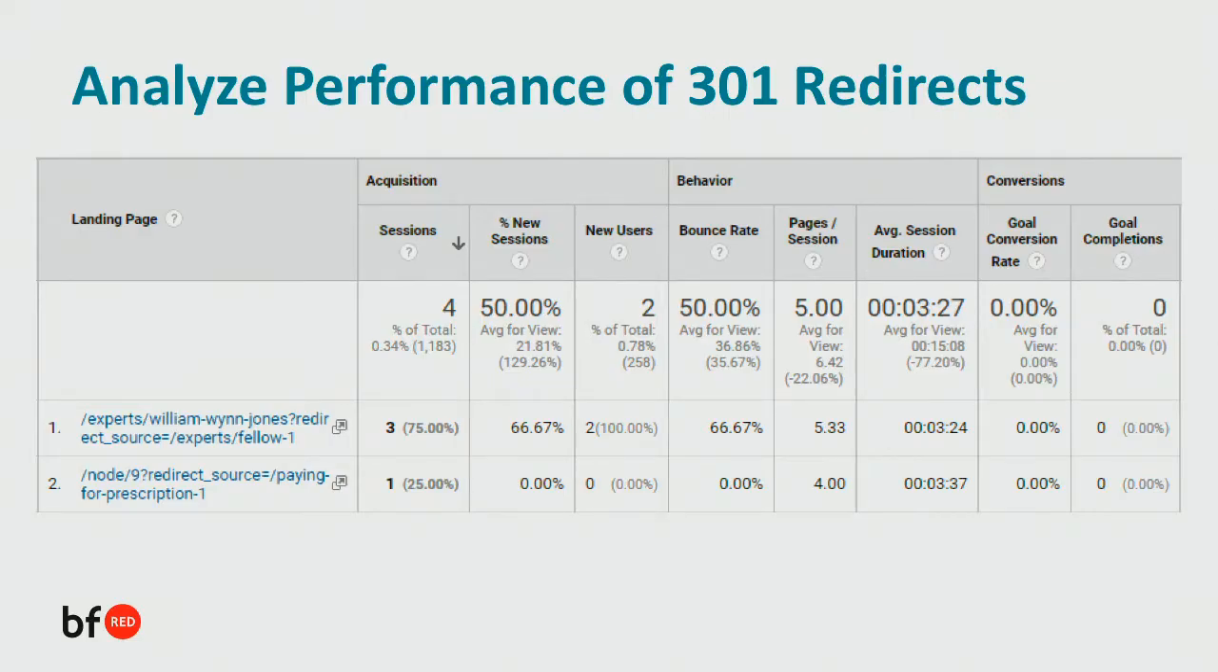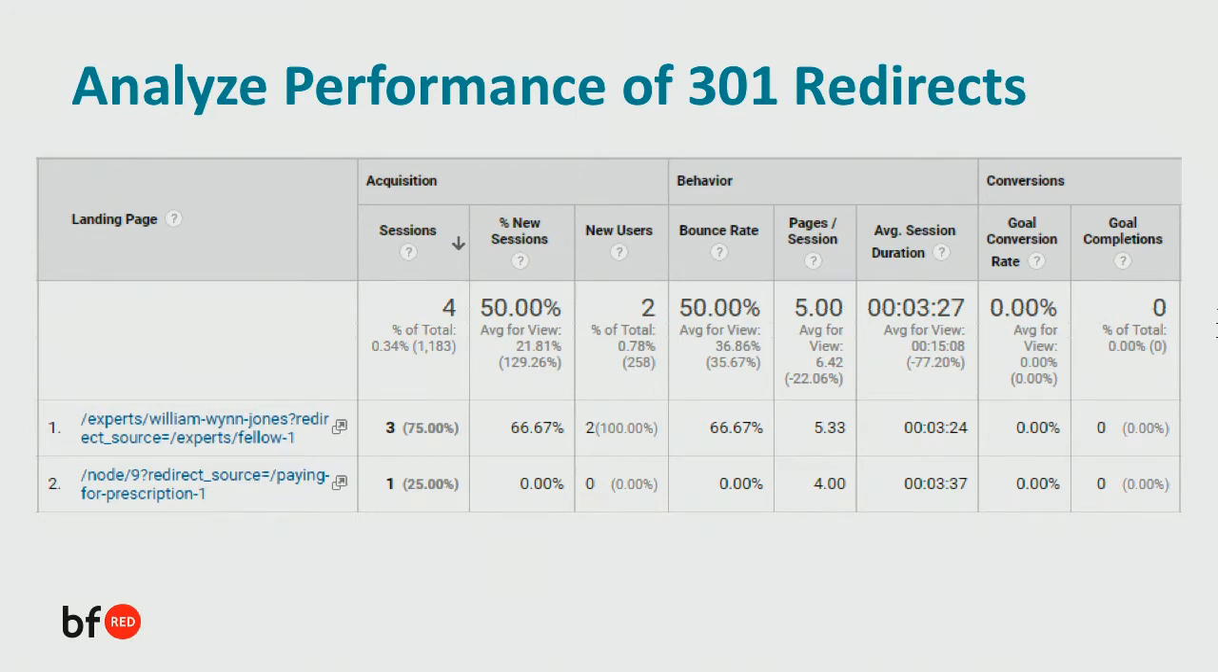So, what were we able to do? Well, the first thing we were able to do was analyze the performance of regular 301 redirects. You can see by looking at this page, I've got experts William Jones and then redirect source equals experts fellow dash one. The redirect source was the page the user was coming from, and William Jones was the page that we sent them to. And so I'm able to look right in Google and see how many people bounced, what was the average session duration, all the things that helped me understand, was this a quality visit, or did we do something when we created that 301 redirect that scared that person off?